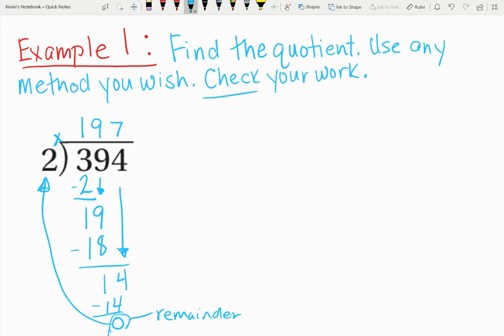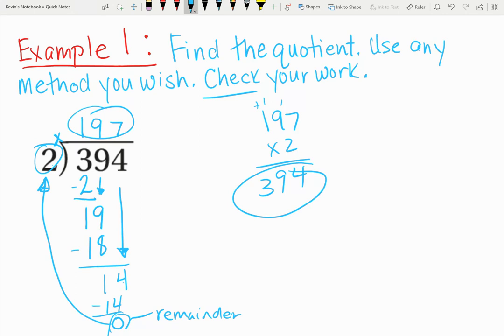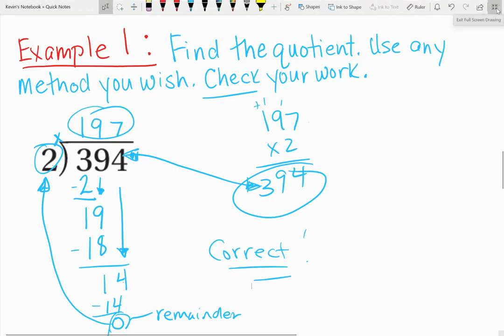Again, if you check your work, you're going to go ahead and multiply your quotient of 197 times your divisor of 2. 2 times 7 is 14, 2 times 9 is 18, plus 1 is 19, 2 times 1 is 2, plus 1, 3. So if your product, when you multiply your quotient by your divisor, equals the dividend of the original division problem, you know it's correct. Okay, pause the video if you guys need to review the regrouping method using disco division.